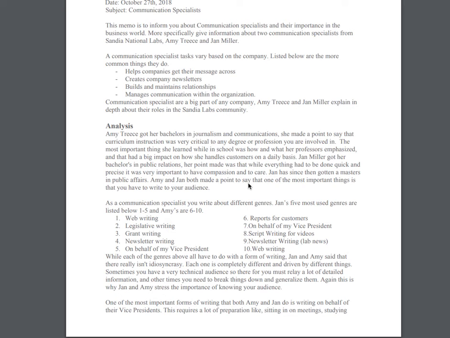I've blocked off the student's name at the top. I'm just going to scroll through it. This is the first page, the memorandum that begins the document. This student begins by saying this memo is to inform you about communication specialists and their importance in the business world. More specifically, give information about 2 communication specialists from Sandia National Labs, Amy Treese and Jan Miller.